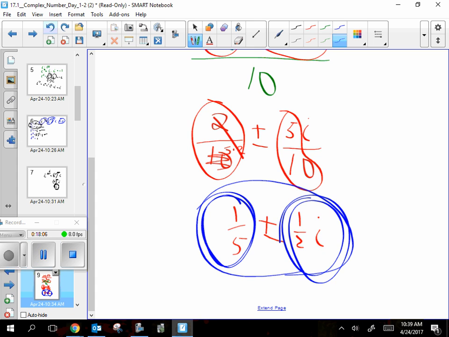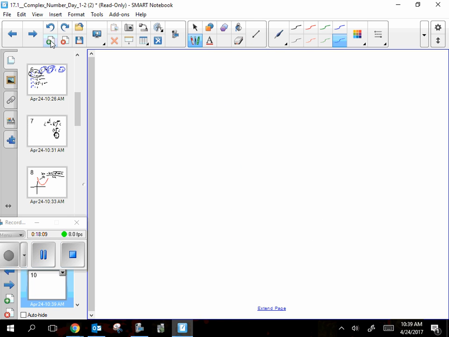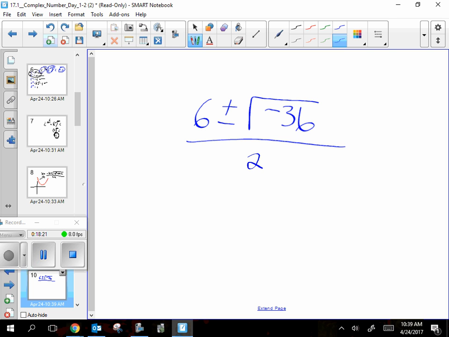All right. So now, let's do one more like that. 6 plus and minus the square root of negative 36 all over 2. Remember this from the top 20? It's just a tweak off the top 20. In the top 20, there's no negative under the root. But you have to be able to handle that.